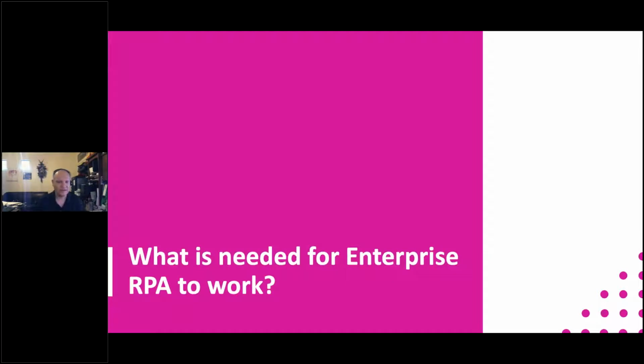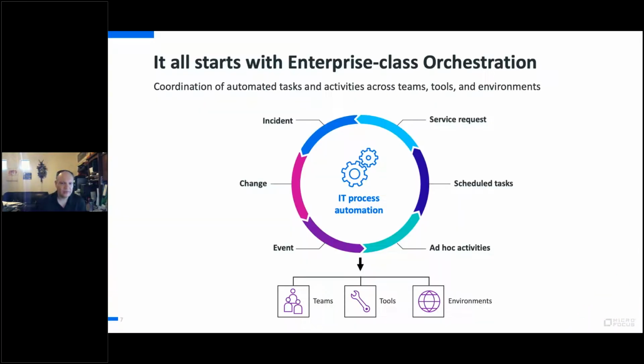So what is needed for enterprise RPA to work? Well, it all starts with a foundation of an enterprise orchestration platform. If you're not familiar with orchestration, again, I mentioned before, this is a technology platform that allows you to automate multiple different kinds of tasks. And historically, over the last 10, 15 years, this has been around IT processes. Things like incident, change, event, and being able to do that through ad hoc or scheduled activities, or even embed these into your service request process. The purpose of orchestration is to bring together multiple teams, multiple tools, multiple environments, so you can run consistent processes all the time by any user.